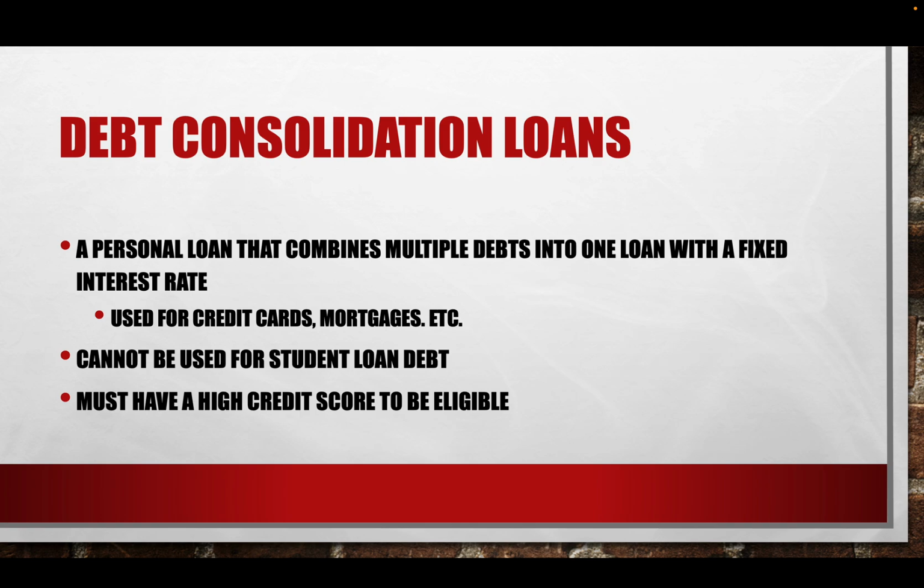Lastly is debt consolidation loans. This is a personal loan that combines multiple debts into one loan with a fixed interest rate. So maybe you have a credit card and a mortgage and a personal loan, and they all have different interest rates, and maybe it's difficult to pay all of them due to the varying amounts of interest. There's a way, through debt consolidation loans, to combine all of those loans into one and have one interest rate that you're now paying off.